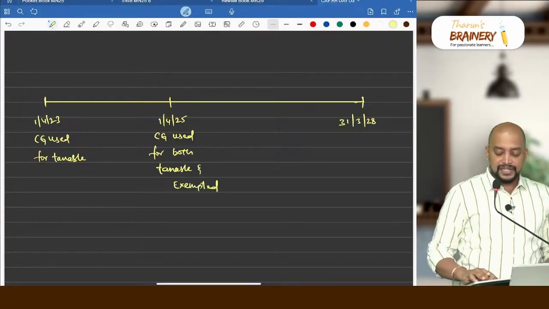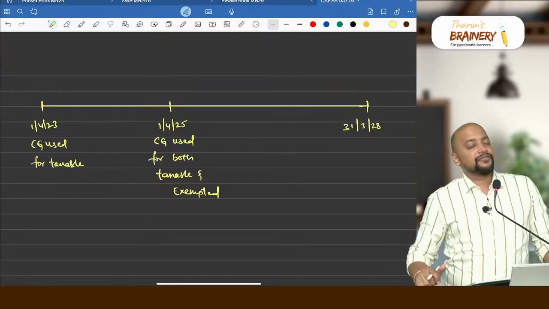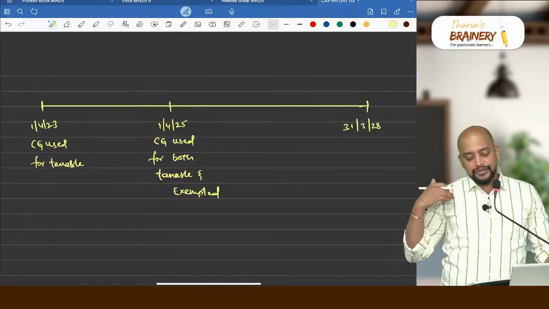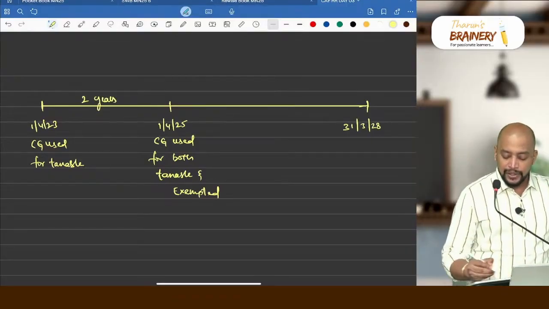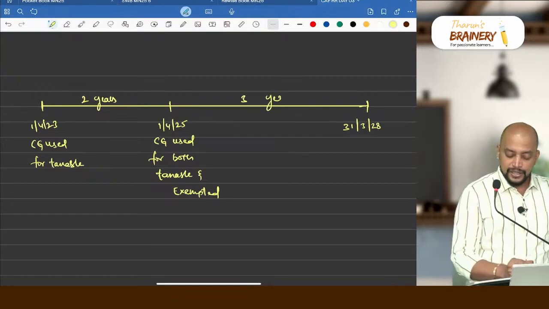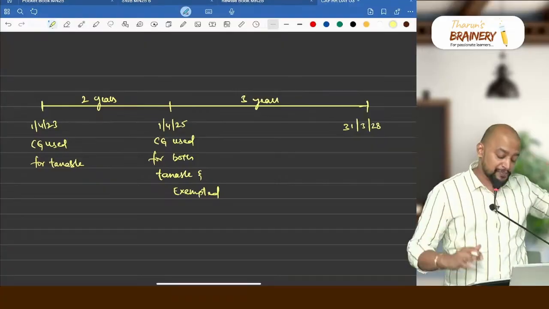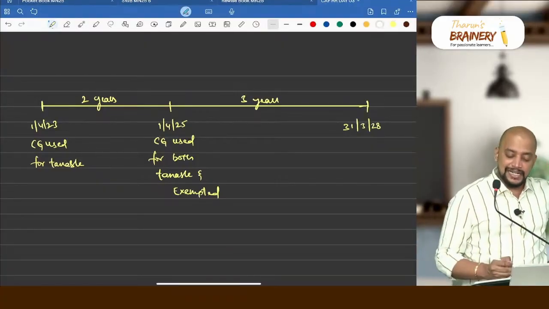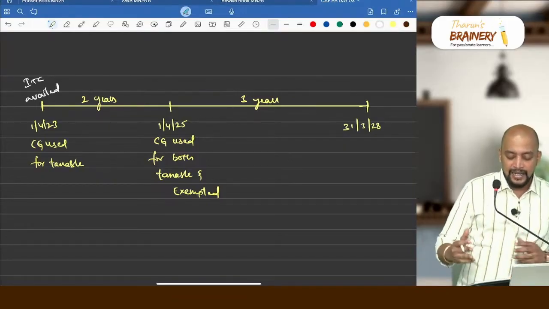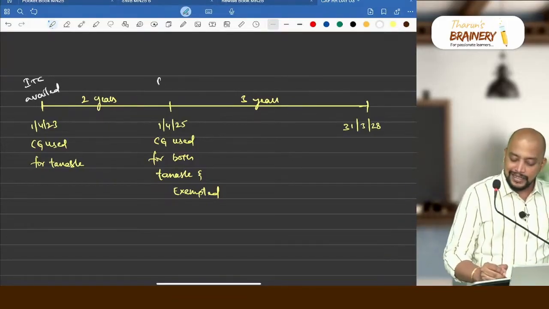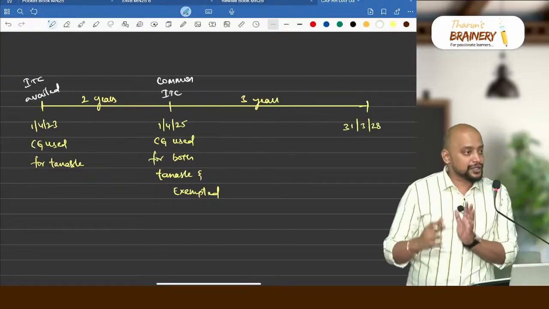Again I am repeating. First, initially we purchased capital goods and we have used it only for taxable. At a later point of time, say on 1/4/2025, it is used for both taxable and exempted, which means for what period is it used only for taxable? 2 years, and for 3 years it is used for both taxable and exempted. So 3 years or 36 months. Now at the time of purchase of capital goods itself, ITC availed or not availed? ITC availed. So now don't take the ITC because ITC is already availed. Just recognize it as common ITC from 1/4/2025.